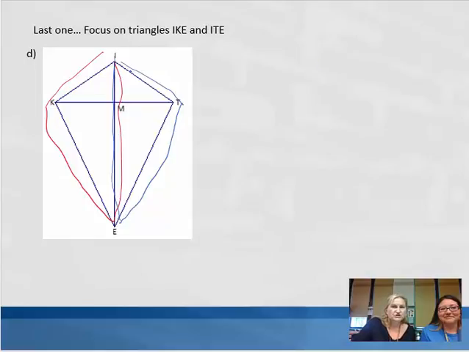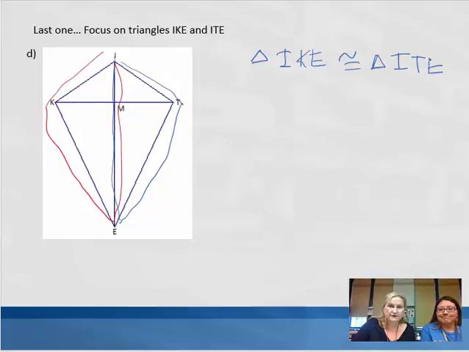Okay, so the first thing, let's write a congruence statement. So I'm going to write down my first triangle, triangle IKE is congruent to triangle ITE. Okay, and now again we'll be listing corresponding congruent angles and corresponding congruent sides. So for angles, and sides.